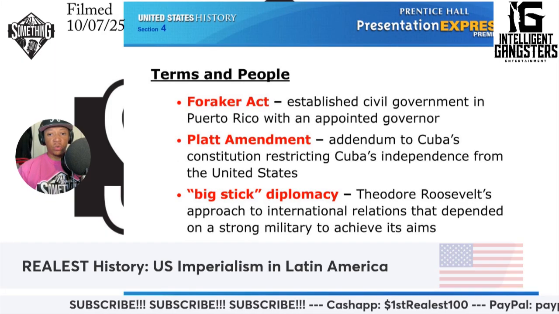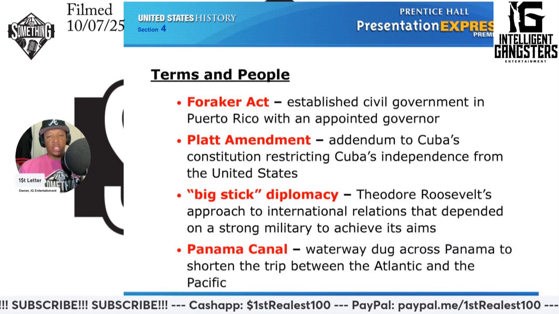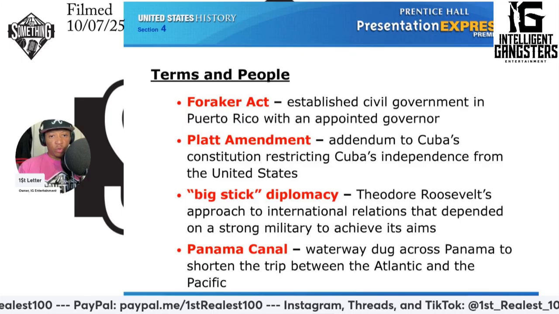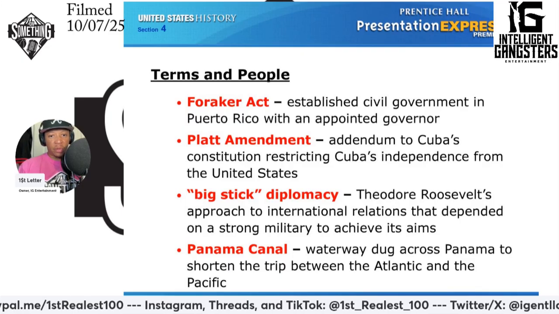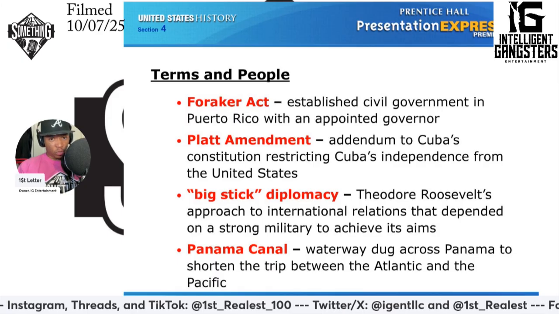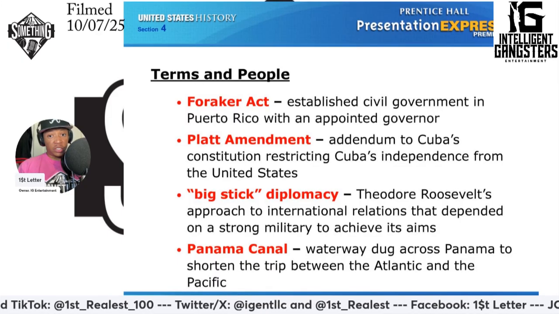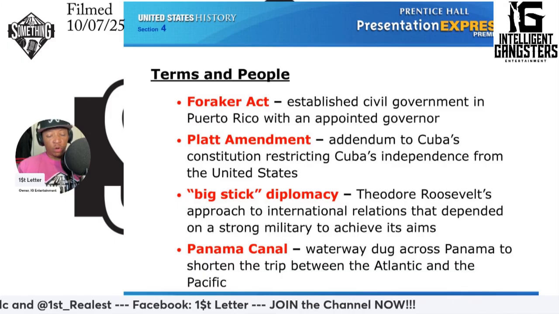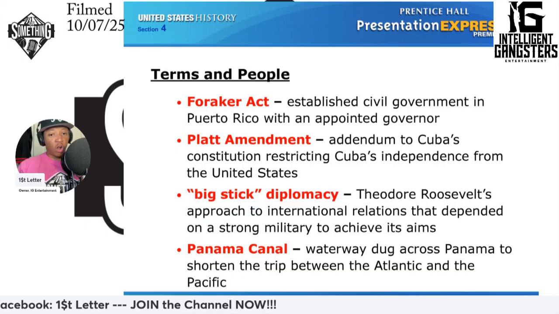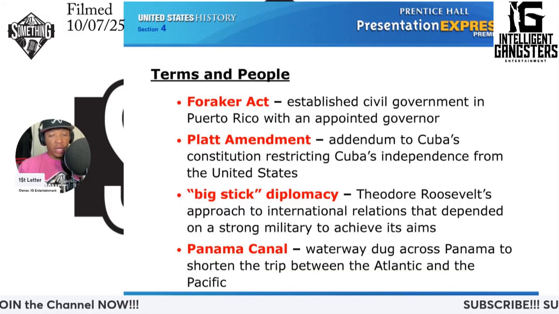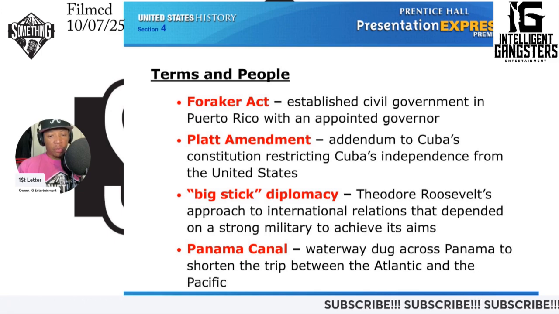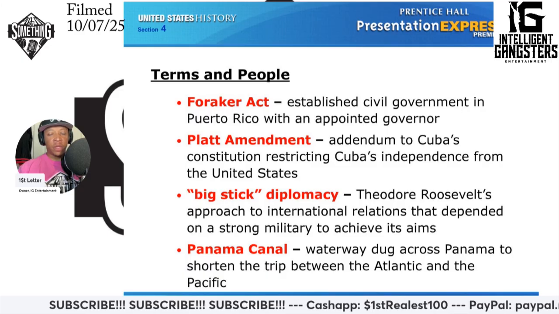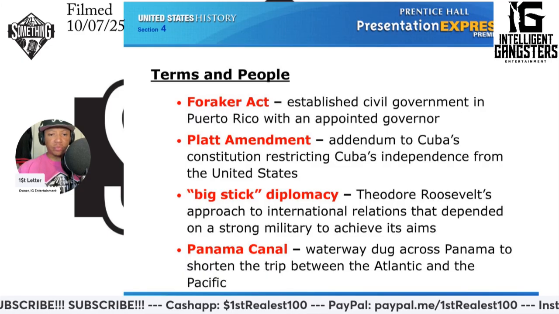All right, so let's get into some of the key terms and people that y'all are going to see in this section. The Foraker Act established civil government in Puerto Rico with an appointed governor. The Platt Amendment was an addendum to Cuba's constitution, restricting Cuba's independence from the United States. Okay, I'm gonna give y'all some details on that. Big stick diplomacy, that was Theodore Roosevelt's approach to international relations that depended on a strong military to achieve its aims. The Panama Canal was a waterway dug across Panama to shorten the trip between the Atlantic and the Pacific. Y'all have been hearing a lot about the Panama Canal from Trump when he was criticizing Jimmy Carter.